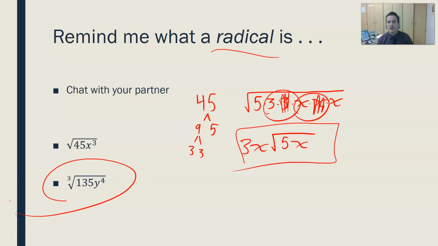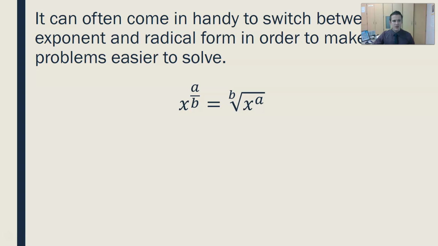The same principle applied with the cube root, except instead of in groups of 2, they had to escape in groups of 3. Okay, not 13, 3. So that's what a radical is. We talked about that last unit.